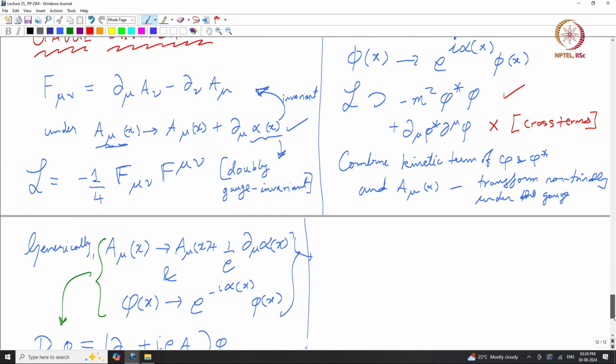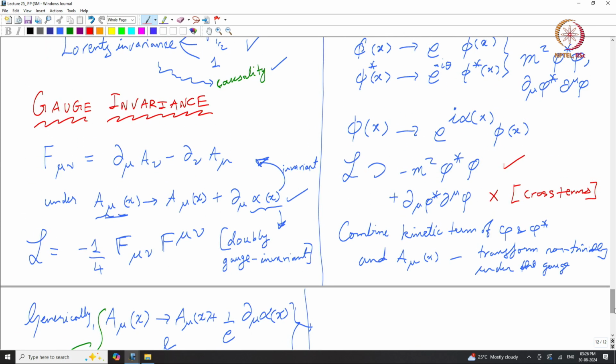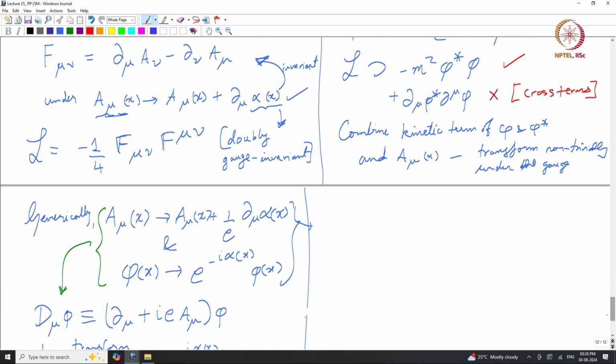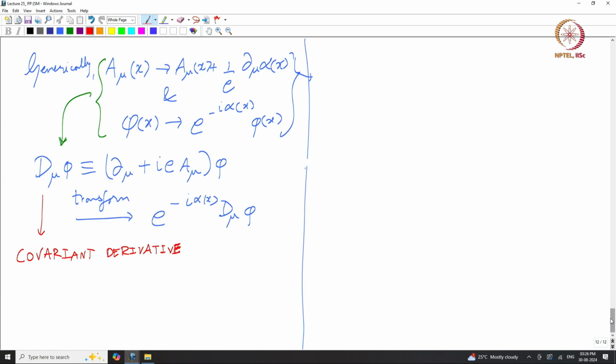We wanted the kinetic term also to be invariant under the gauge transformations. So instead of writing that as the kinetic term, I can now use this as my new derivative, which is covariant. That is, just like Lorentz covariance, now you have gauge covariance, right. It transforms the way I want, it transforms the way the phi field transforms. Okay.